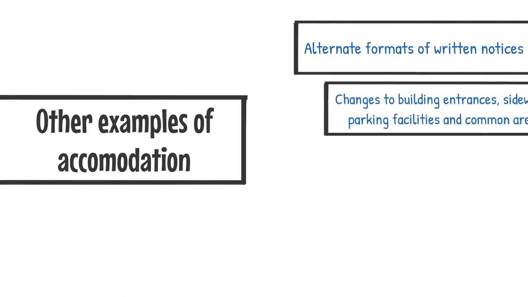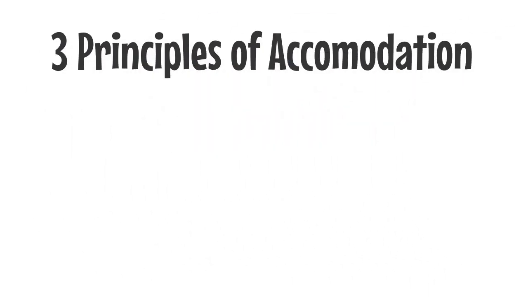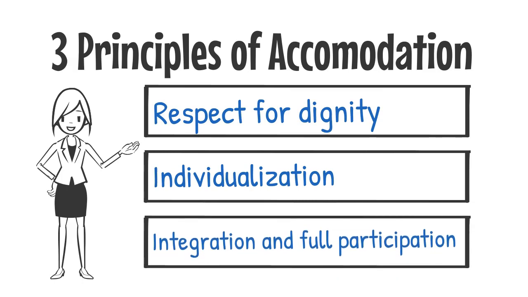Other examples of accommodation include, but are not limited to, alternate formats of written notices, changes to building entrances, sidewalks, parking facilities, and common areas, physical modifications such as elevators, ramps, different door handles, lower counters, etc., changing a rule or policy, and providing better maintenance such as frequent snow removal. There are 3 principles of accommodation that must guide your efforts to accommodate anyone: respect for dignity, individualization, and finally, integration and full participation.